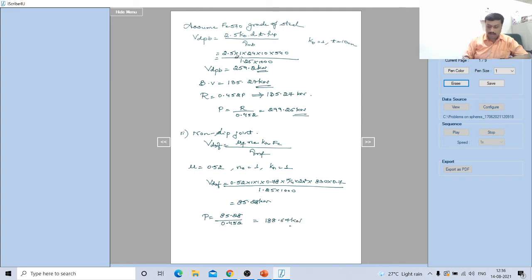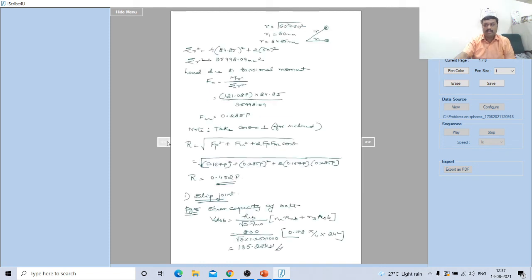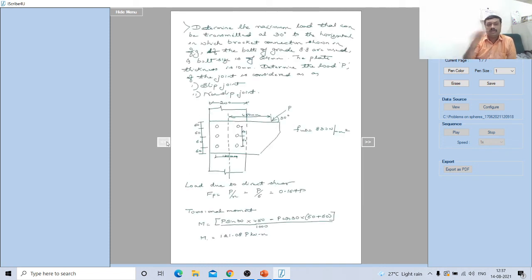which is equal to 188.67 kilonewtons. So look, my dear friends, we have two values. For a slip joint, the P value you are getting is almost 300 kilonewtons, whereas for a non-slip joint it is 188.67 kilonewtons. So we are getting values for both slip as well as non-slip joints. A slip joint is nothing but an ordinary bolt, whereas a non-slip joint uses HSFG bolts.